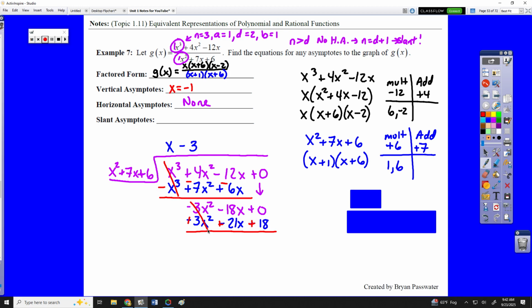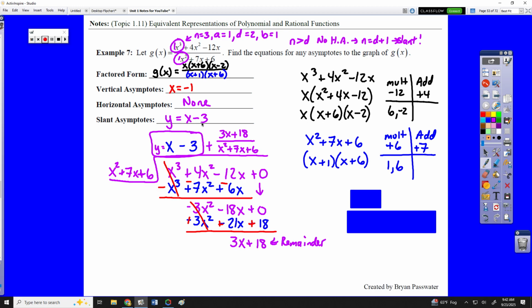Add down. Again, that lead term should cancel. That leaves us with 3x plus 18. Now, there's no more terms, which means this is our remainder. We don't have anything else to bring down. So in reality, the actual solution would include a plus 3x plus 18 over that x squared plus 7x plus 6. But again, we do not care about that. What we care about is this x minus 3, because that is going to be the equation of our slant asymptote, y equals x minus 3.